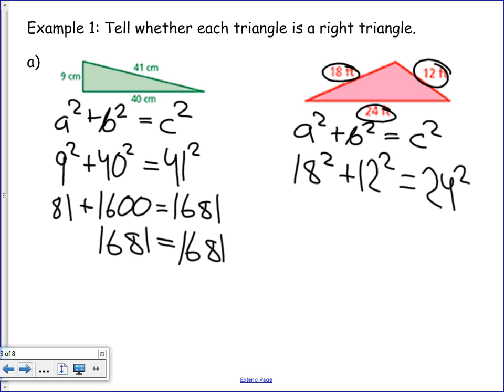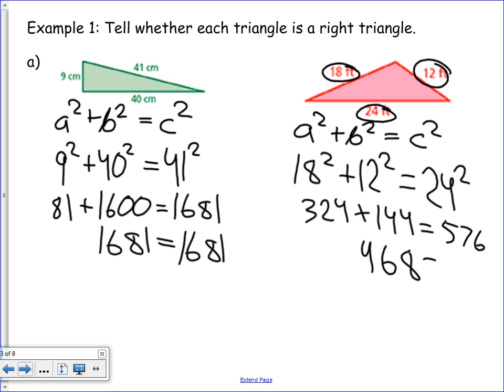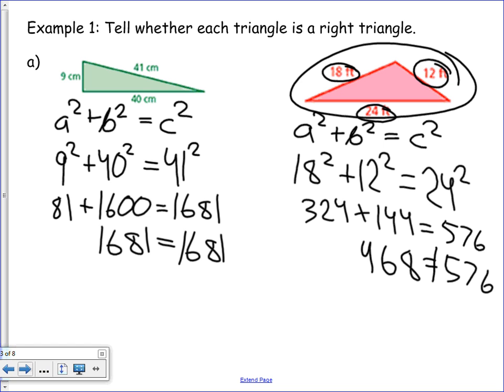And now you just simplify it out. So 18 squared is going to be 324, 12 squared is 144, and 24 squared is 576. Now simplify everything out, and it'll be 468 on this side, and 576. So are those two values equal, is the question. No, they are not. So this triangle is not a right triangle.